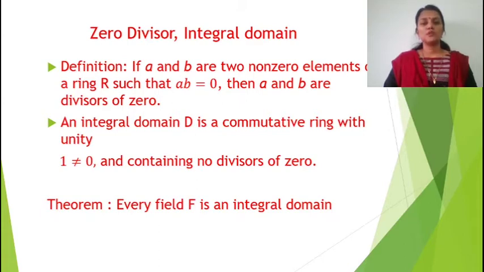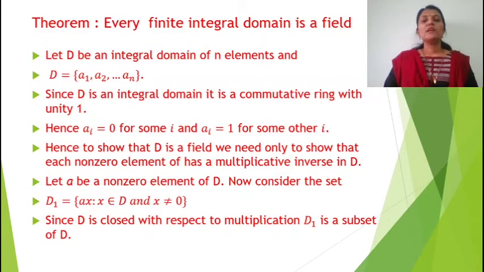No zero divisors. Now we have already learnt every field F is an integral domain. Today the theorem is every finite integral domain is a field. So we have a finite integral domain. So it's a commutative ring with unity without zero divisors. Now we have to show that for all non-zero elements it has the multiplicative inverse. That we have to show that it's a field.